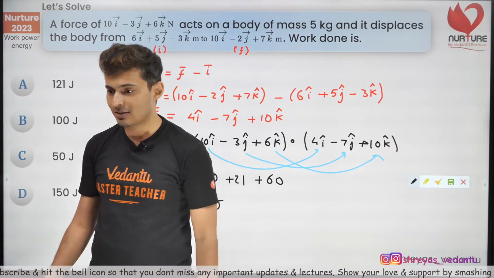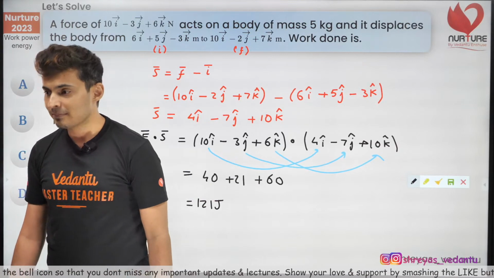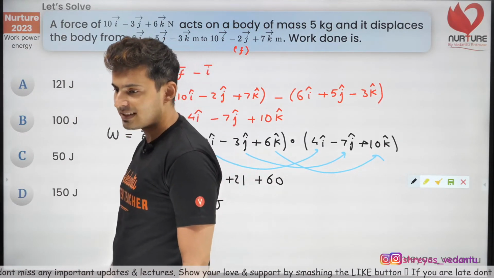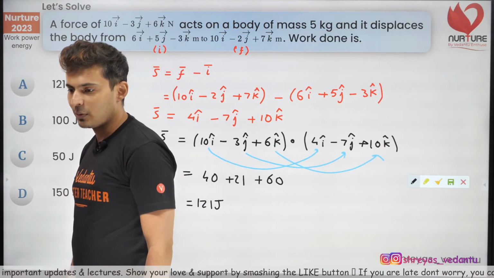Let's see how many of you have marked the answer already. No, it is not 150. It is option A, 121. Very good. Knowledge facts, excelente. Very good.